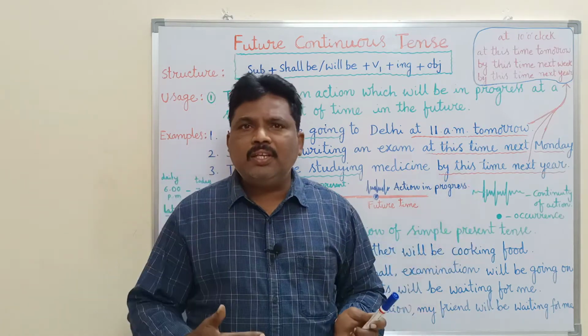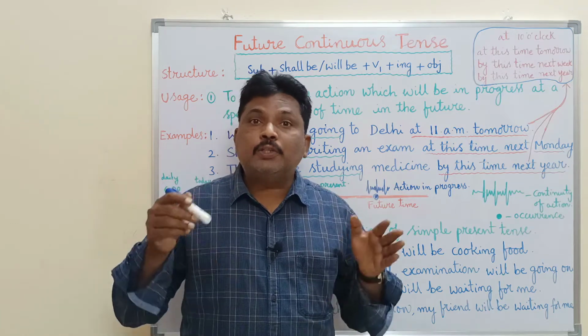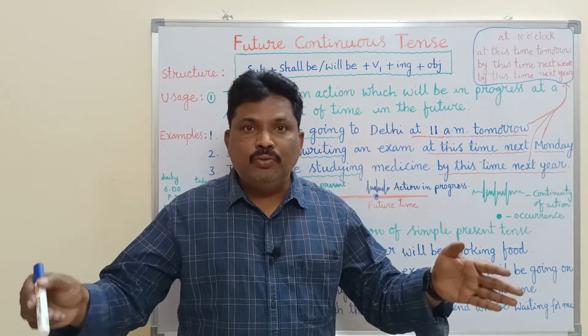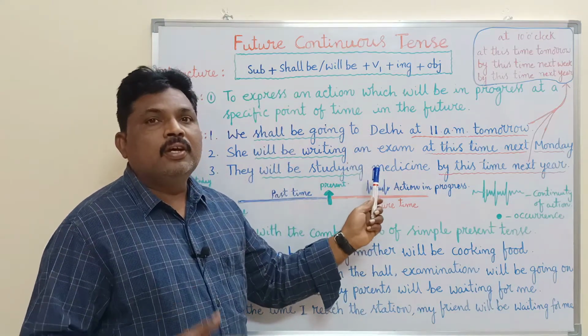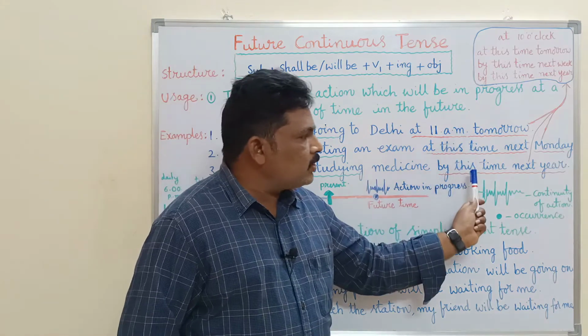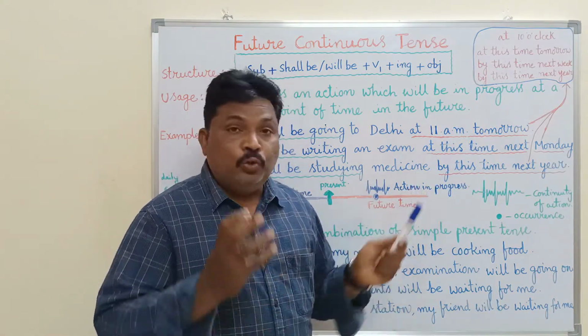So in these three examples, we are talking about the continuity of the action at a specific point of time in future. So all these are the future continuous tense examples. In these three examples, we find the time indicator. What is the time indicator?